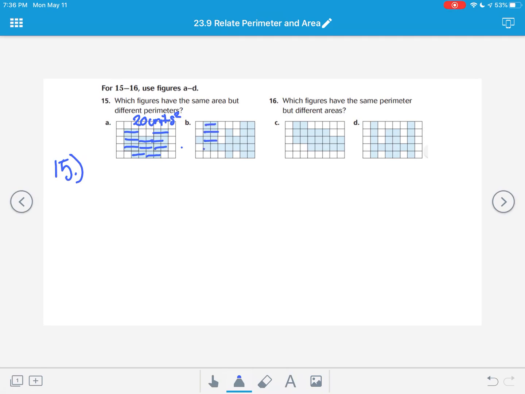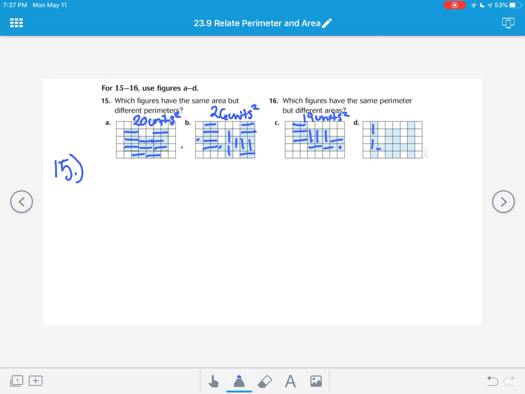For B, I see 2, 4, 6, 8, 10, 12, 14, 16, 18, 20, 22, 24, 25, and 26. So for B, it's 26 units squared is the area. C, I see 2, 4, 6, 8, 10, 12, 14, 16, 18, and 19. So C is 19 units squared is the area.